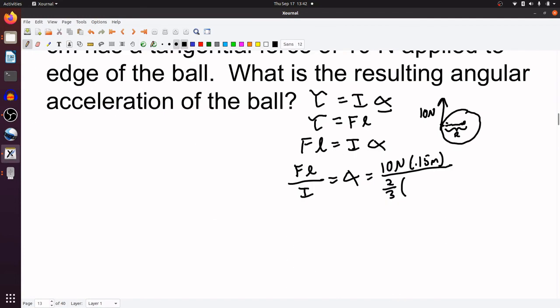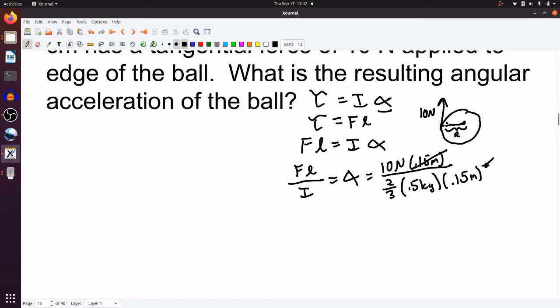Mass is 0.5, r squared, so 0.15 meters squared. This will cancel at least one of those, so that kind of makes it a little bit simpler. All right, so I'll take 10, divide that by 2/3, divide that by 0.5, divide that by 0.15. And I get 200 radians per second.